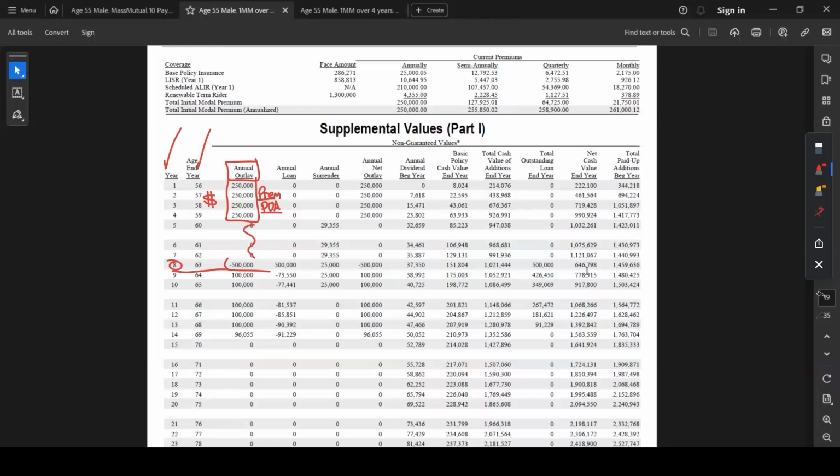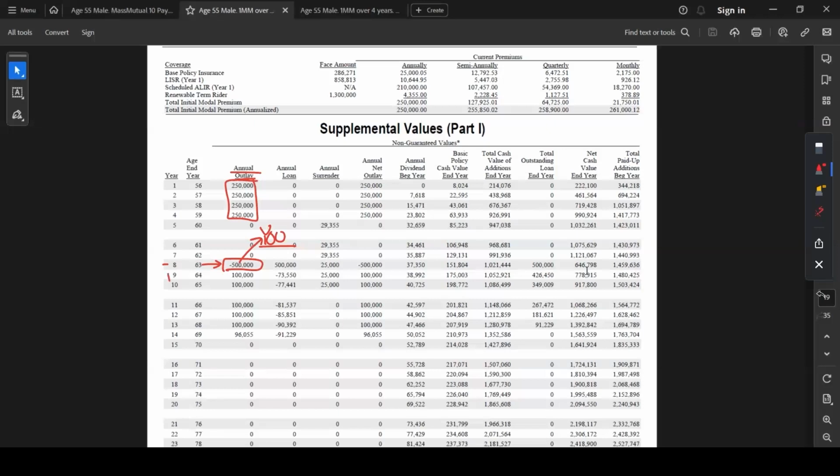Year 8, we see that negative $500,000 in the annual outlay column. Why this is here, that negative 500K, is because this represents money that's coming from the insurance company to you. Think of it this way. The $250 per year annual outlay, this is you outlaying money from your pocket to the insurance company. You're funding your life insurance policy. Year 8, it's a negative because this is money coming from the policy to you. All right, so this is $500,000 you received. It was sent via check or direct deposit in your bank account.